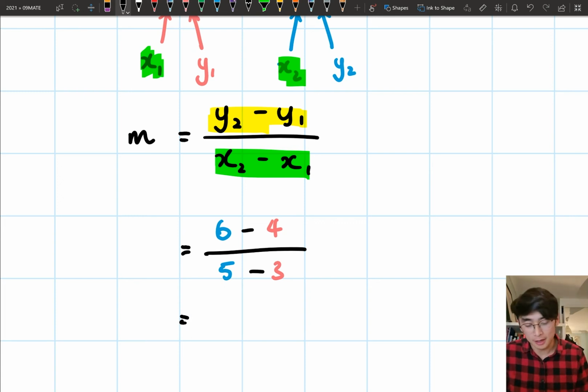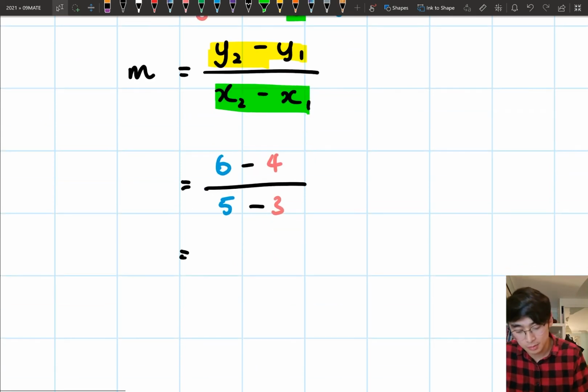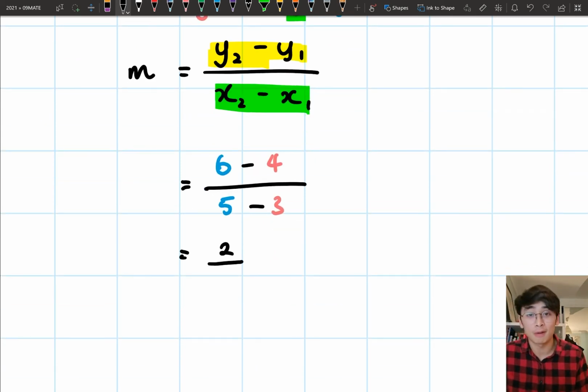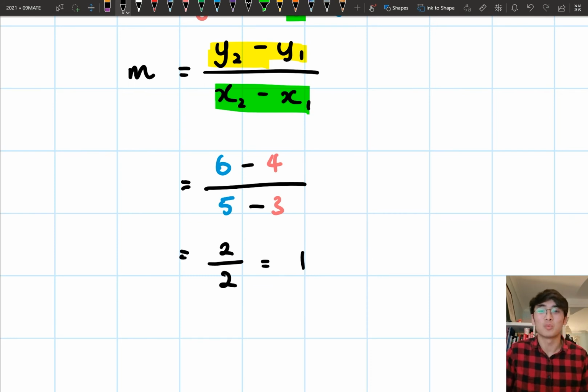Okay. So once we've done this, we're just going to simplify it. We're going to deal with the top part. 6 minus 4 is just going to be 2 over 5 minus 3, which is also 2. So that we've got 2 divided by 2. Now 2 divided by 2 just gives me 1. Which means that my gradient of this line here is 1. It has a steepness of 1. Okay, so that's this first example here.